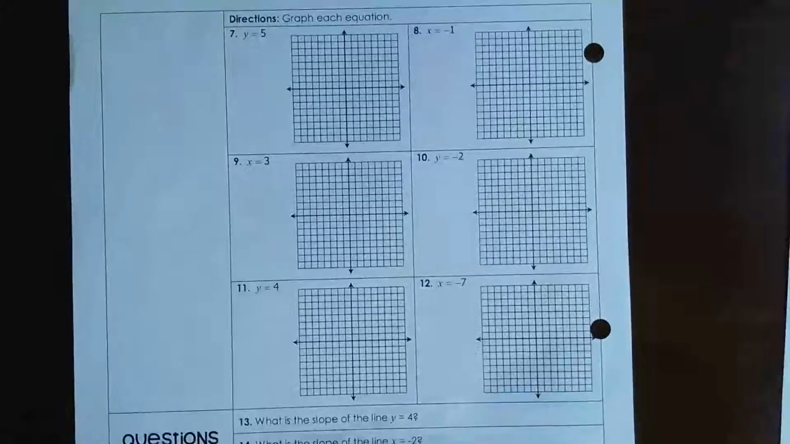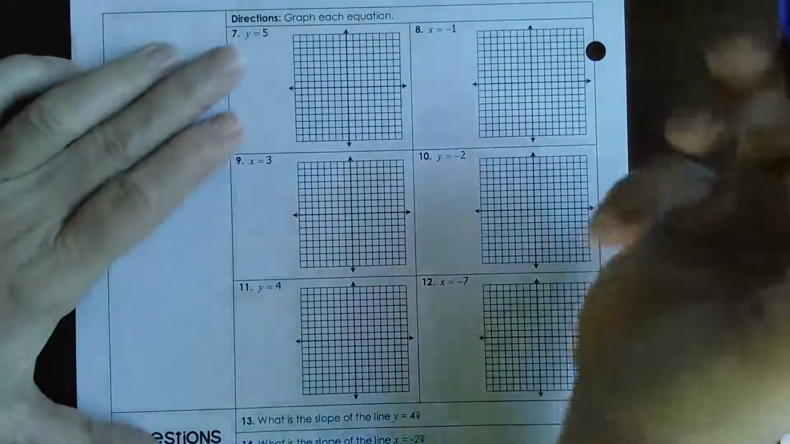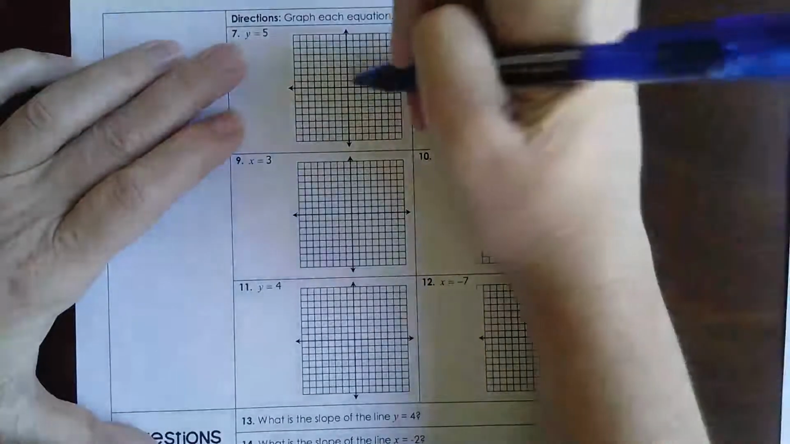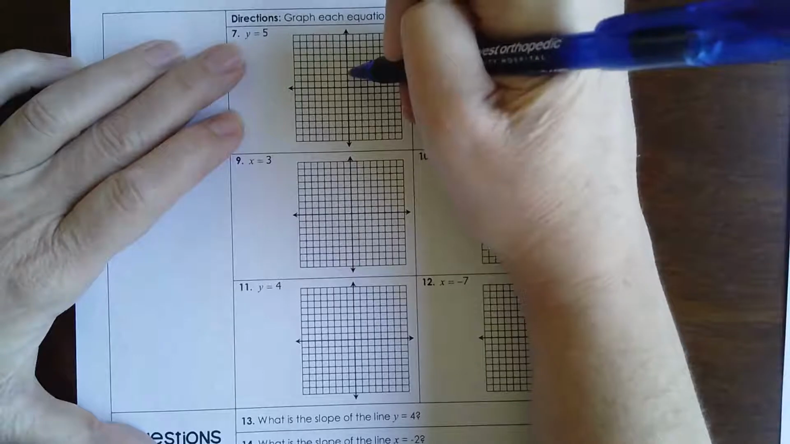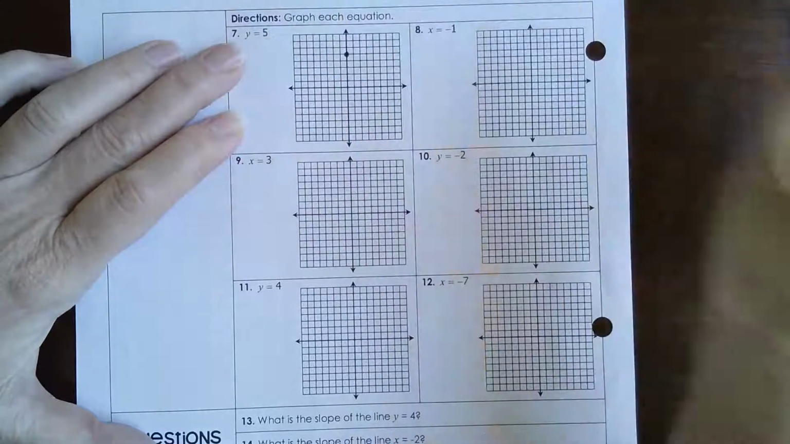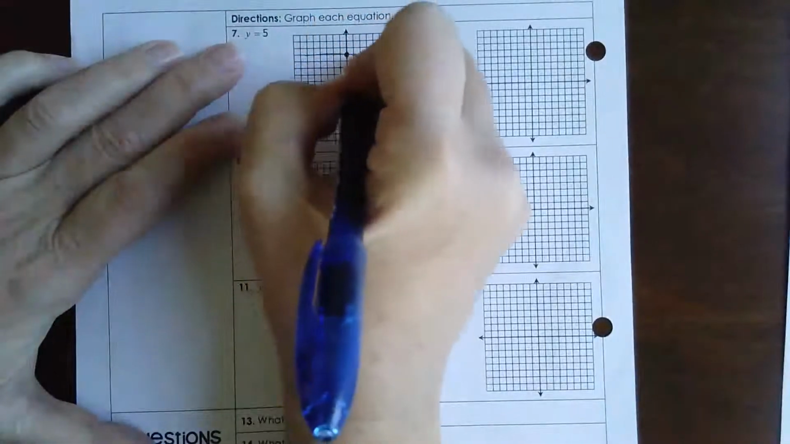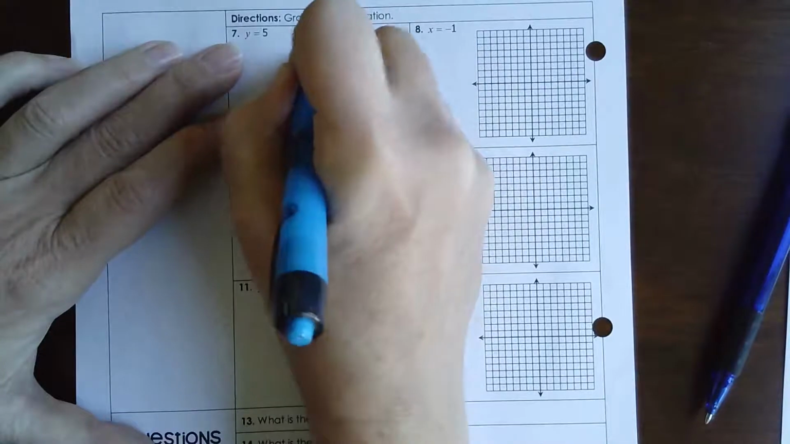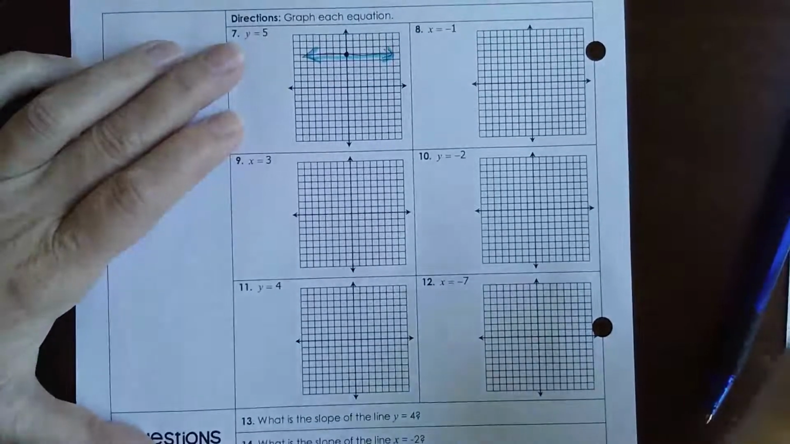All right, on the back side, now we have to graph these. So y equals 5. That means that's your y-intercept, so we're going to go up 5: 1, 2, 3, 4, 5. Put a dot there. And it's y equals, so you're going to draw that line going straight across horizontally. It's not quite there, but you get the idea.